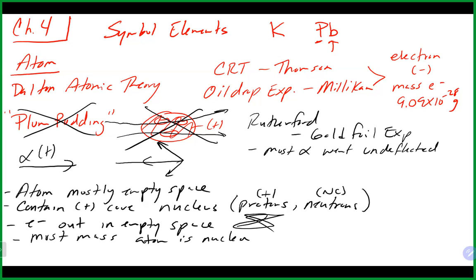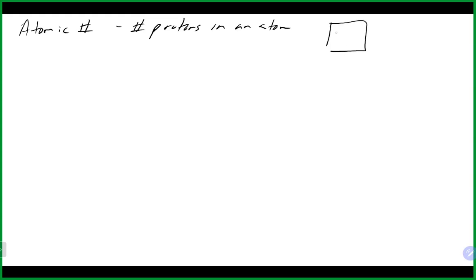We talked about atomic number, I believe, and isotopes. So the atomic number is the number of protons there are in an atom. And that atomic number can be found on the periodic table. It is the number up on top of the symbol. And as we talked about, the atomic number is really important because it is the number of protons there are.